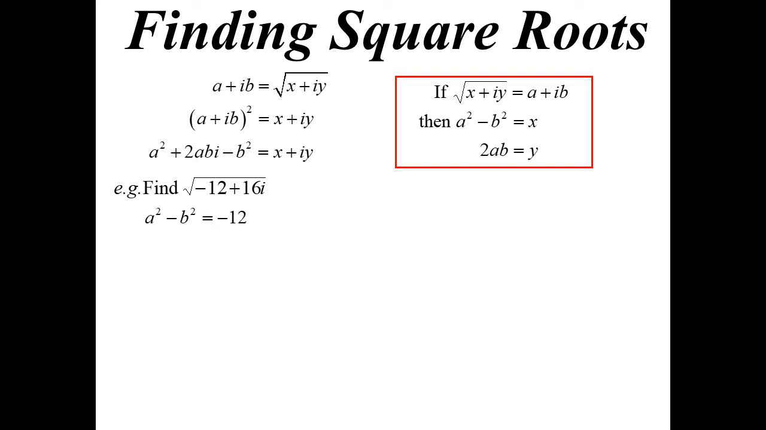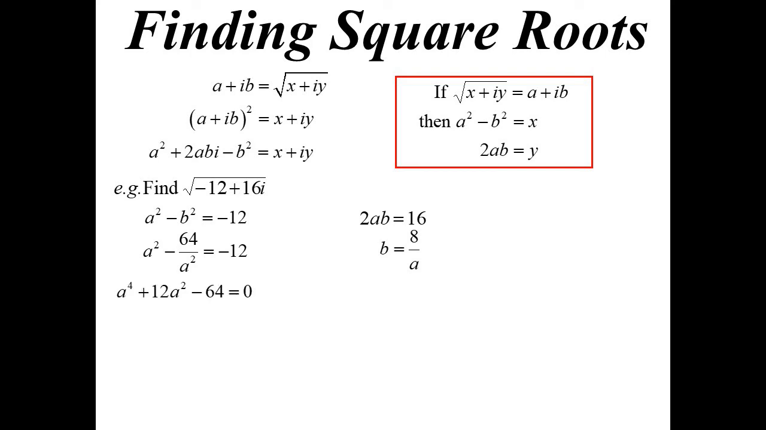I'll say, well, difference of two squares, a squared minus b squared is negative 12. And again, be careful, that's the difference of two squares, not the sum of two squares. And I know twice ab will be 16. I've got simultaneous equations here. b is 8 on a, substitute it into the other one, and I just got to solve.